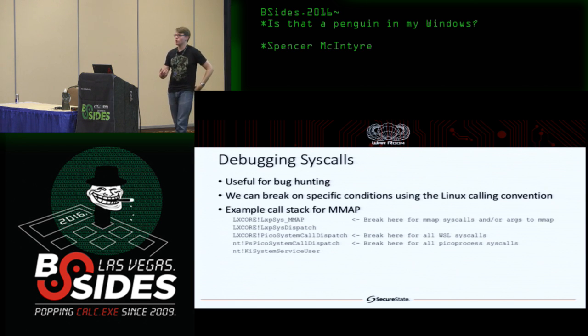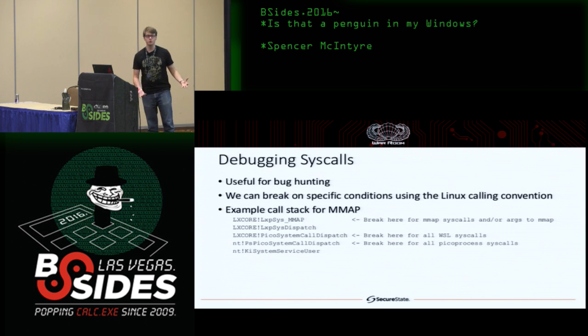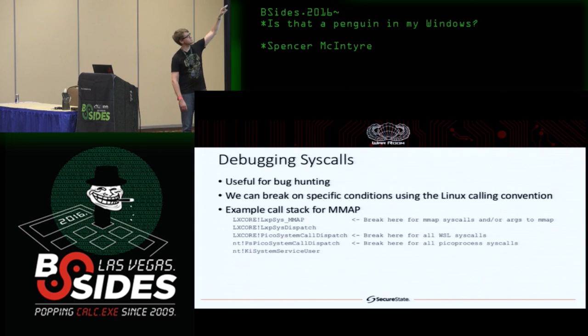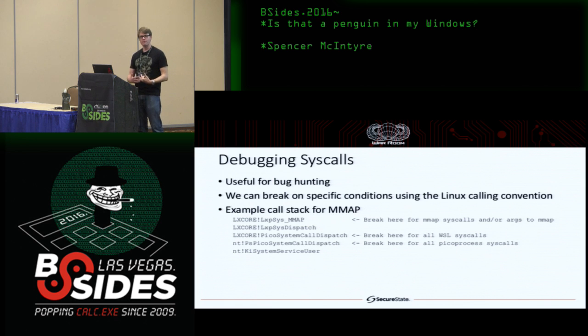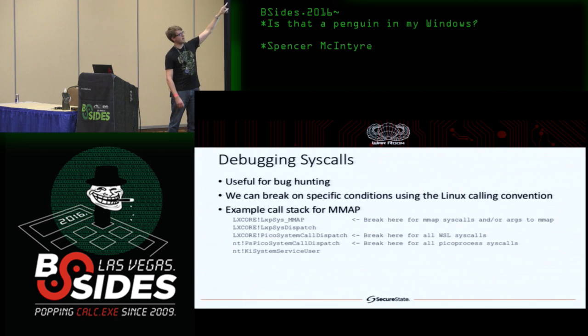So it's going to pass it over to the LX core driver to dispatch it however it sees fit, and then LX core ultimately maps it into an LxpSys_mmap, which is going to fulfill the mmap system call. Why this is useful is that if you're trying to reverse engineer the implementation of a specific system call because you want to look at it for vulnerabilities or anything along those lines, it's very important to know where exactly you can set your breakpoints so that you can actually start to look.